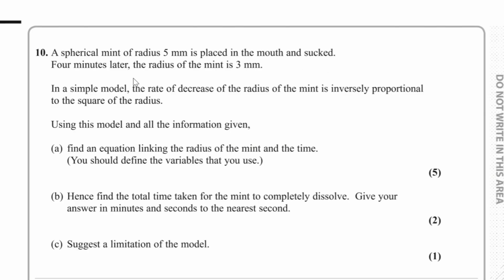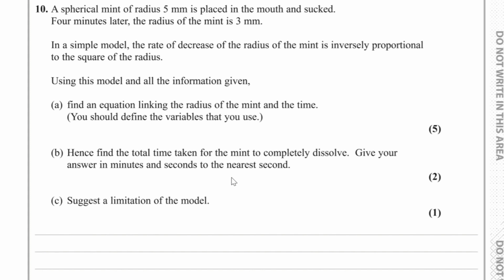Question number 10. A spherical mint of radius 5 mm is placed in the mouth and sucked. 4 minutes later, the radius of the mint is 3 mm. In a simple model, the rate of decrease of the radius of the mint is inversely proportional to the square of the radius, and using this model and all the information given, we have to find an equation linking the radius of the mint and the time. You should define the variables that you use.